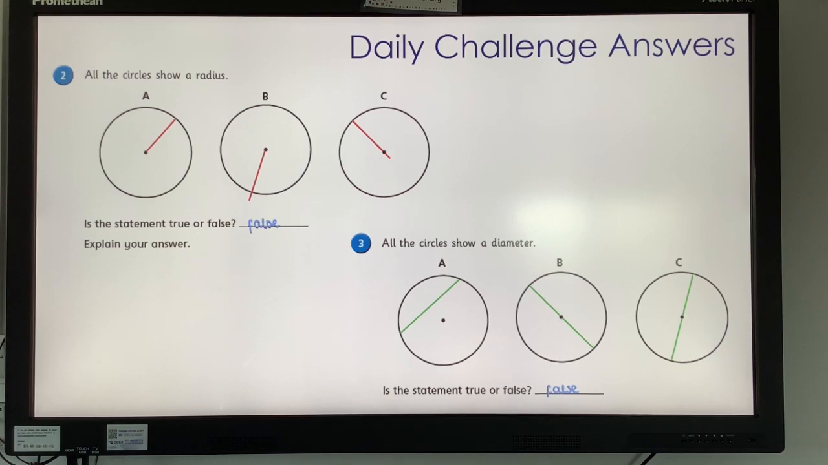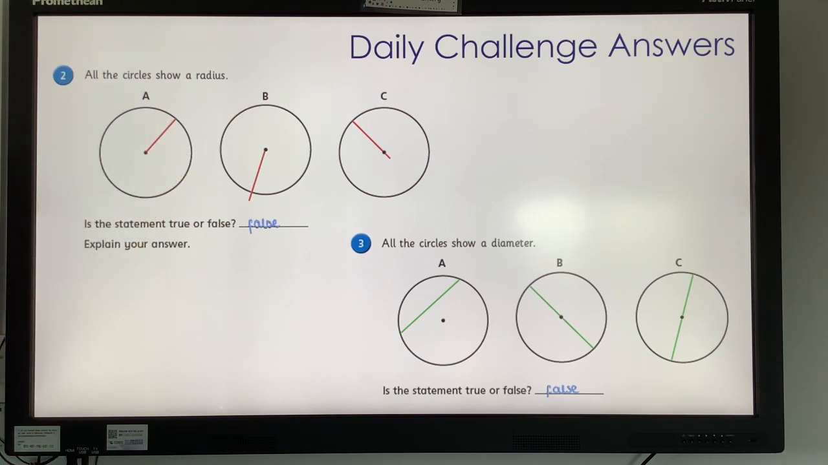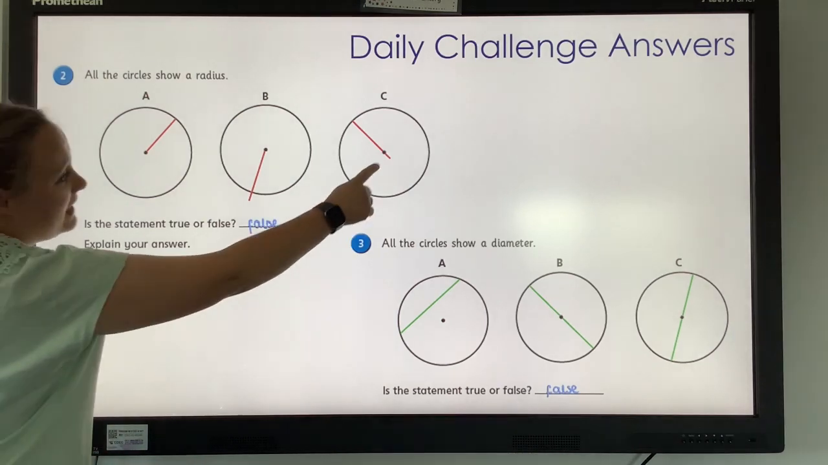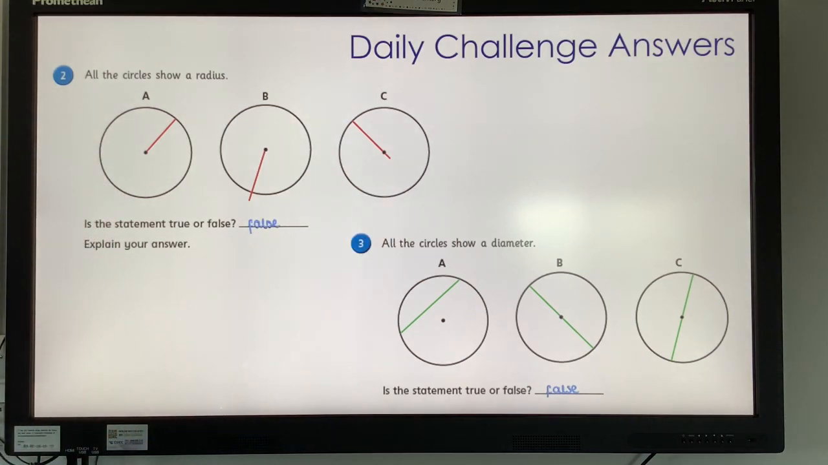So, challenge number 1. All of the circles show the radius. Is the statement true or false? It's false. Only A shows the radius correctly, from the centre to the edge of the circle. B, it overlaps, it's too far. It is not half of the diameter, it is not the radius because it goes to the outer side of the circle. Then C is not correct because look, it goes too far. It goes to the centre and then some. That's more of a measure of some of the diameter rather than the exact radius. So that is false because they do not all show the radius.